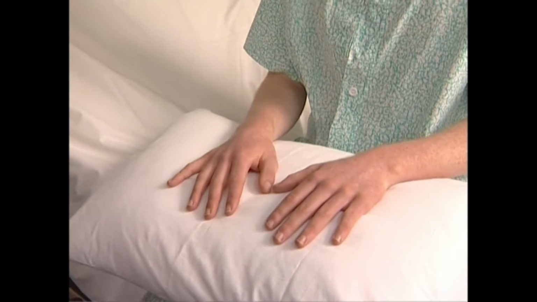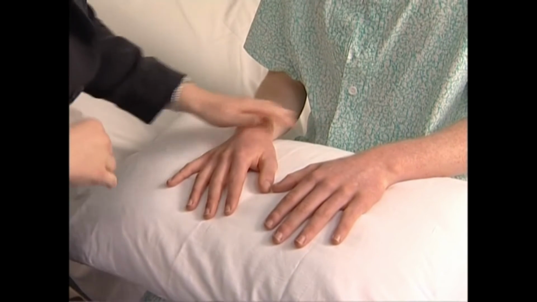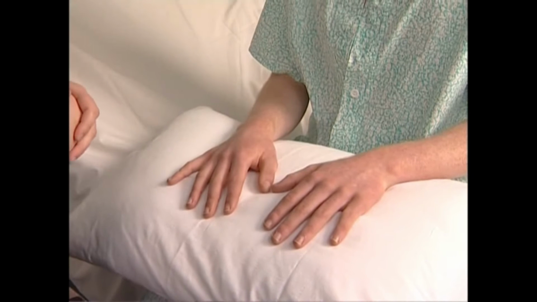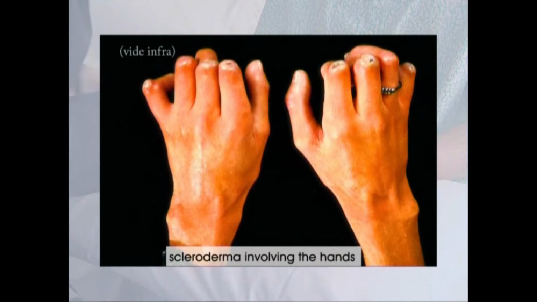Before beginning to feel the joints, ask if they are painful or sore. Do you have any pain anywhere in your hands or your wrists? Feel at the skin for the tethering that occurs in patients with scleroderma.